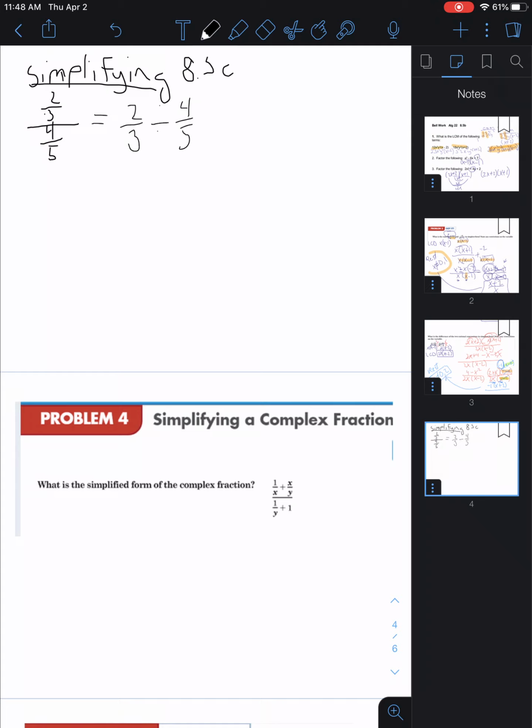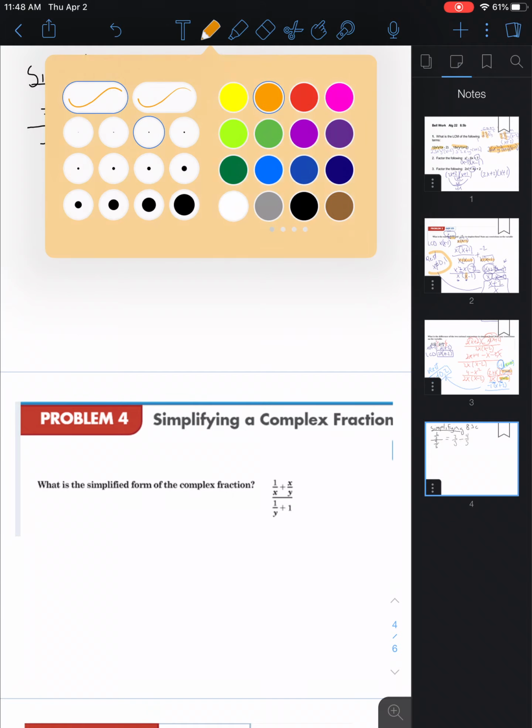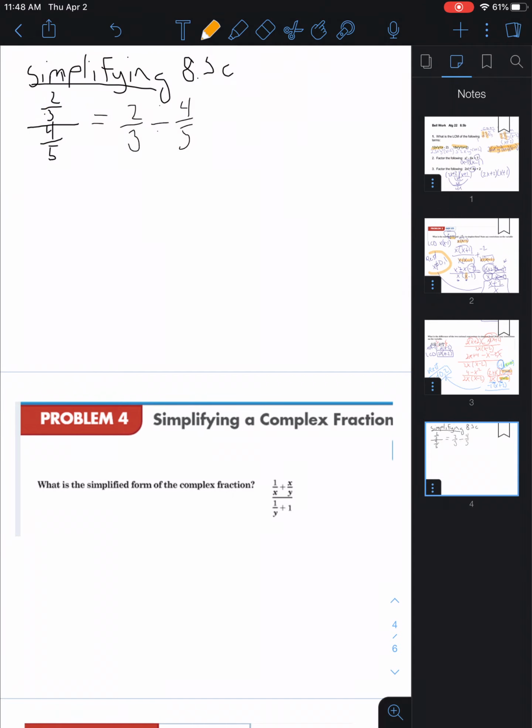So what we do with these, if you recall, is flip the second term and switch this division sign to become a multiplication sign. So then it's going to be 2/3 times 5/4, which would give me 10/12, and then I can reduce, divide by 2, and I would get 5/6. And so I get 5/6 as a result from this complex fraction.